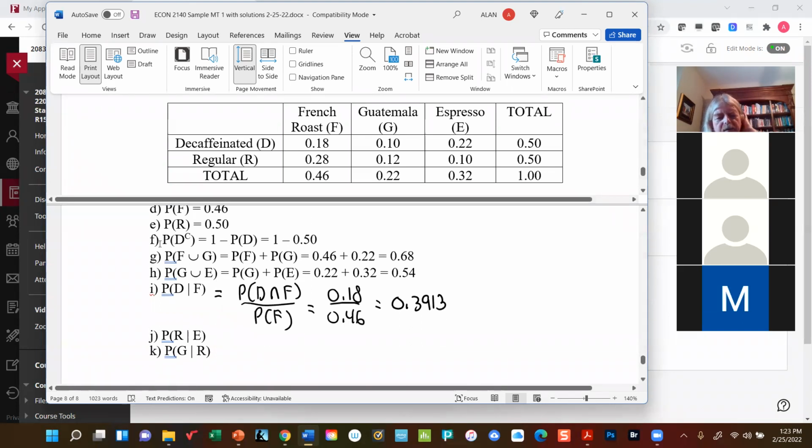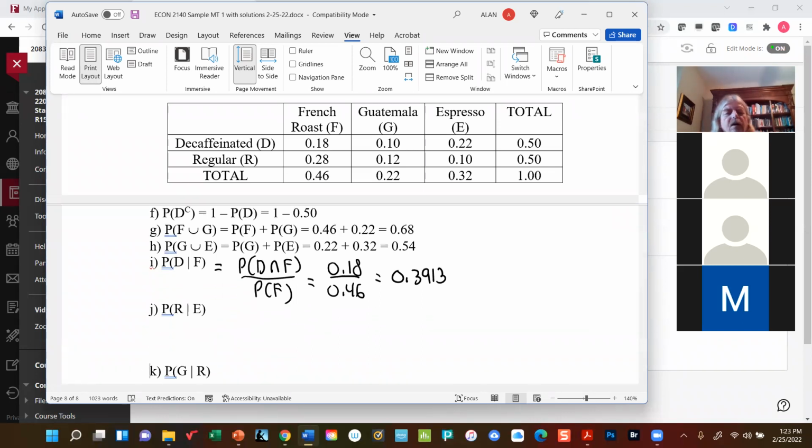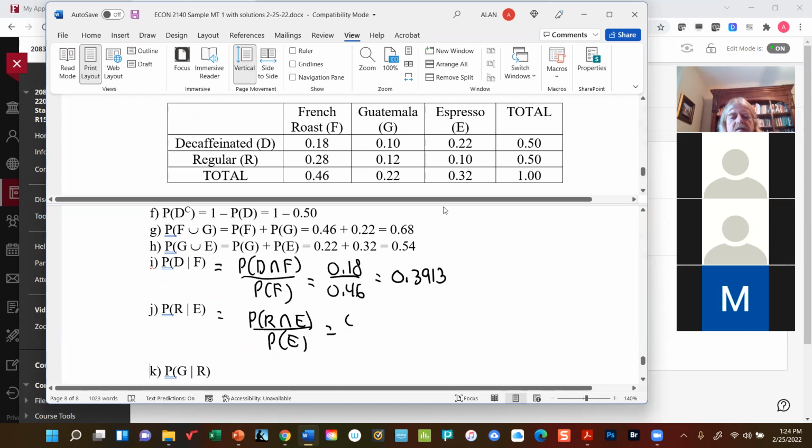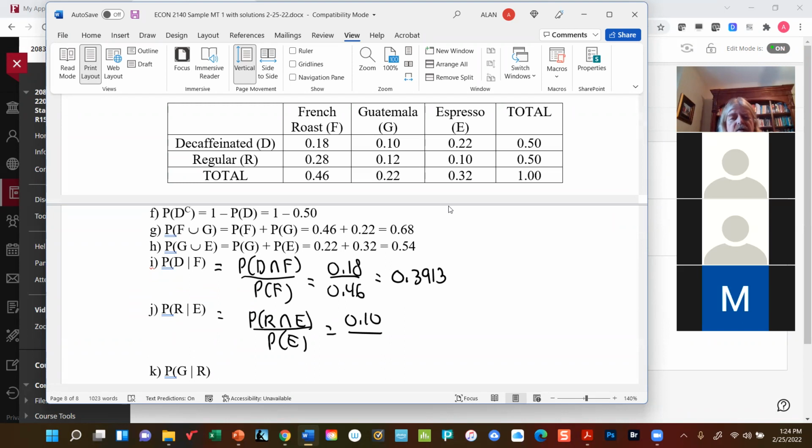All right, now. How about R given E? So the numerator is regular espresso over here at 0.10. E is espresso. The total of all the espressos is 0.32. And so that's going to leave us with 0.3125.